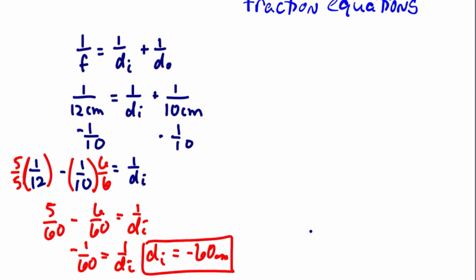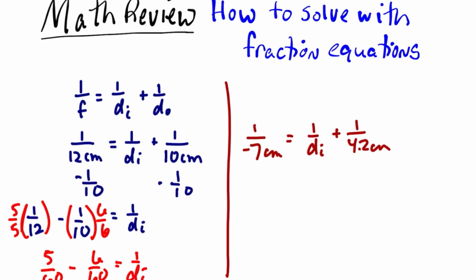Now, what happens if your situation is more fun with fractions that it's not quite as easy to find a common denominator for? What if you have an equation 1 over negative 7 equals 1 over d sub I plus 1 over 4.2. When you have decimals involved, it can be more challenging to find that common denominator. But I'm going to start in the same fashion I did the last one. I'm going to subtract the 1 over 4.2 to the other side.